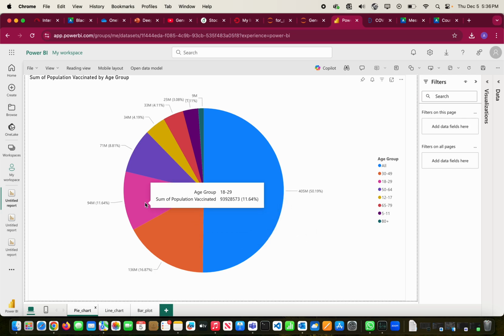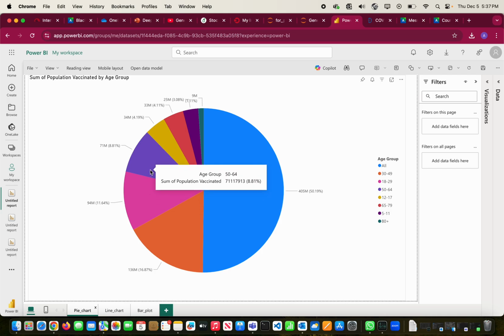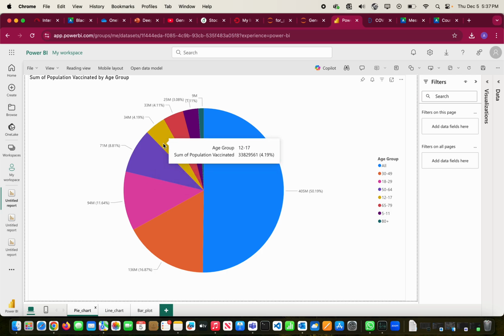Similarly, we can see here from the age group 18 to 29, 11.64 percent of the population were vaccinated. The purple color represents the age group between 50 to 64. Here the total percentage vaccinated is 8.81. Similarly, here 4.19% of age group 12 to 17 is vaccinated.